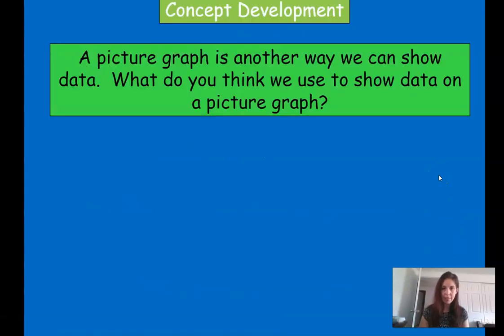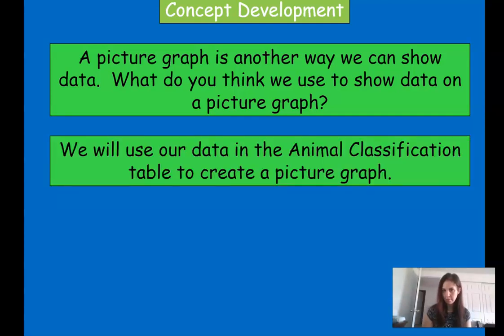A picture graph is another way that we can show data. What do you think we use to show data on a picture graph? What do you think we use? We will use our data in the animal classification table, the one from yesterday, to create a picture graph.